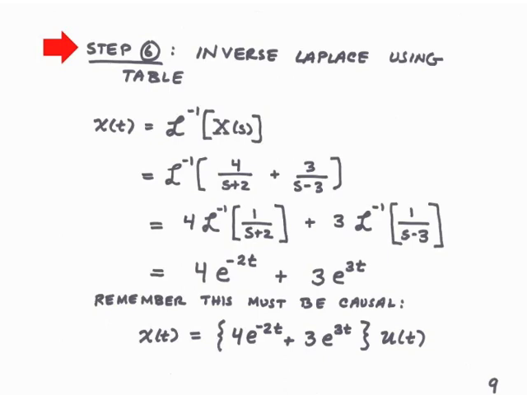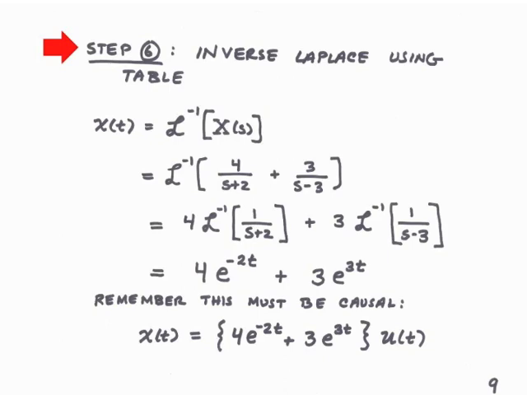With the partial fraction expansion completed, in step 6 we perform the inverse Laplace transform, and we use the table for this purpose. So x of t is the inverse Laplace transform of x of s, which is the inverse Laplace transform of 4 over s plus 2 plus 3 over s minus 3. We can then write that as 4 inverse Laplace transform of 1 over s plus 2 plus 3 inverse Laplace transform of 1 over s minus 3. Here we're using the linearity property of the inverse Laplace transform. We then can consult the table and find that the inverse Laplace transform of 1 over s plus 2 is e to the minus 2t, and the inverse Laplace transform of 1 over s minus 3 is e to the 3t. Therefore, x of t is 4 times e to the minus 2t plus 3 times e to the 3t.